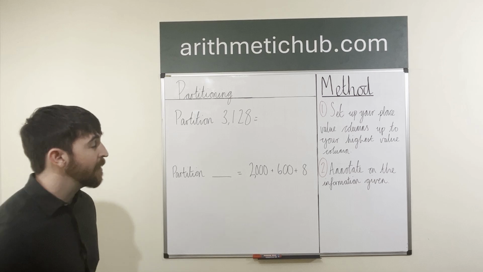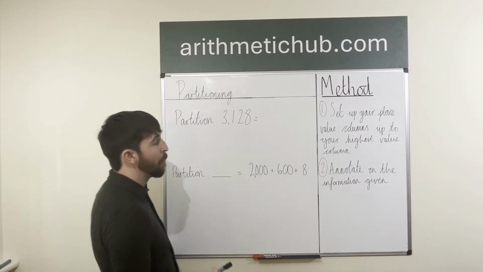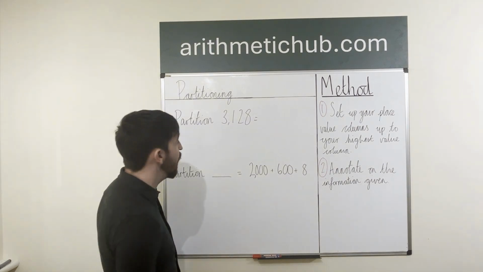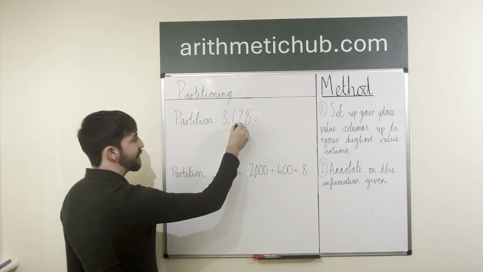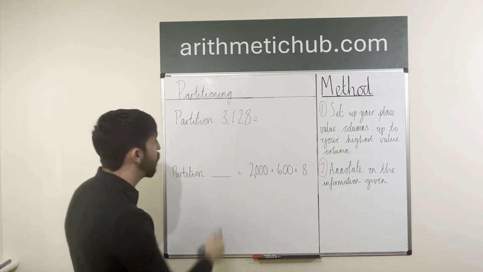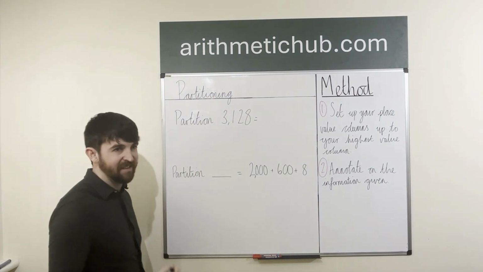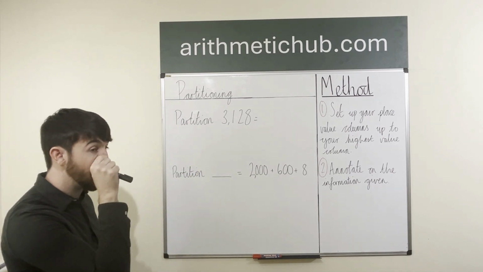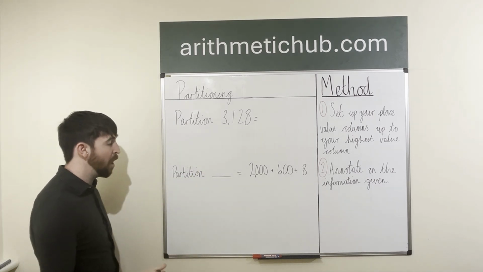The method says, the first thing we need to do is set up your place value columns up to your highest value column. So here we've got ones, tens, hundreds and thousands. So our highest value column will be the thousands. We don't need to include things like 10,000s or millions because we don't have any of them. We'd stop at the thousands, which is our highest value column.